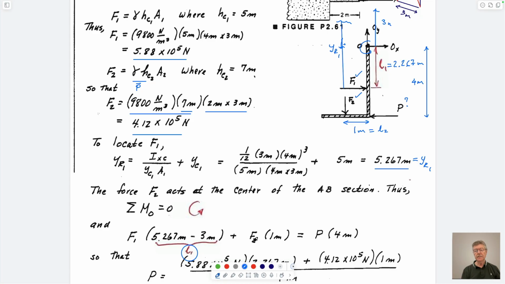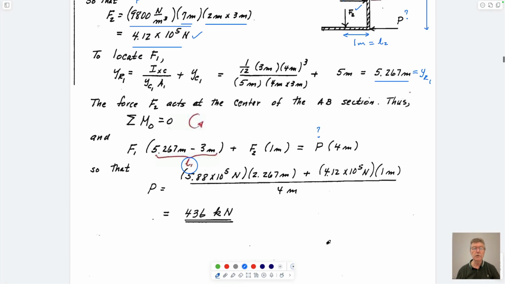So this is added. It's equal to force 2, which is this term here, multiplied by the lever arm, which is 1 meter. This is what we don't know. And this is the countering lever arm that's pushing it in the other direction. And this is just equal to 4 meters. And from that, we know both these values here and here. We don't know the value of P, but we can calculate it, and it's equal to 436 kilonewtons, a force that we've calculated. Okay. So that's the rationale.